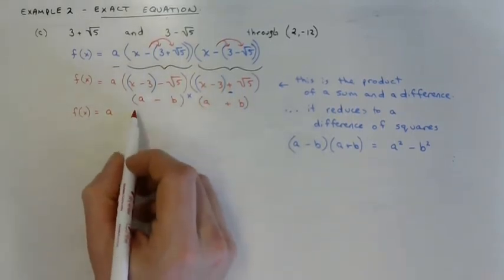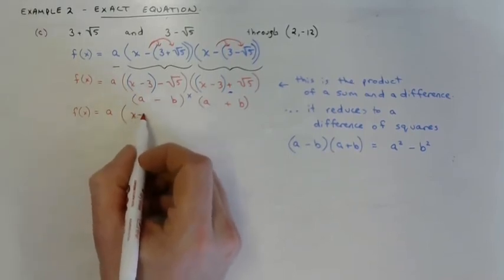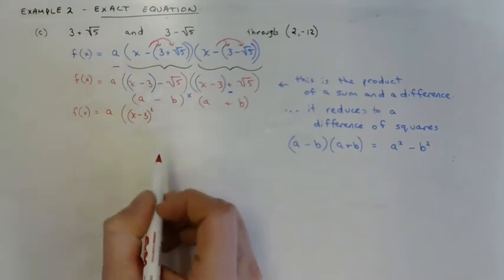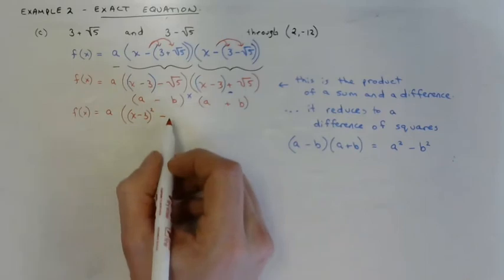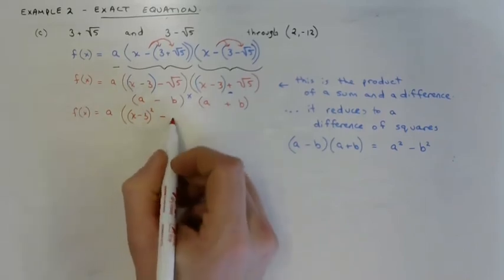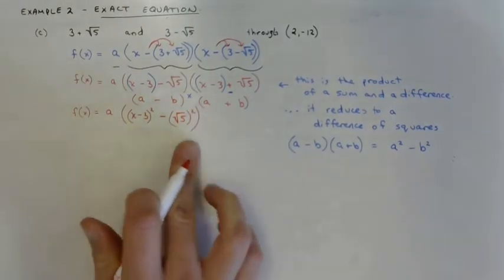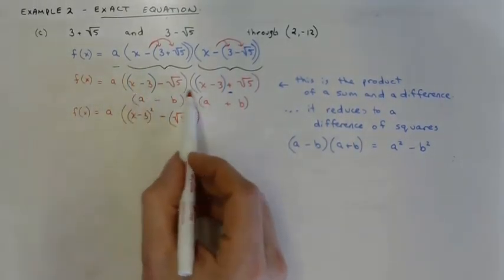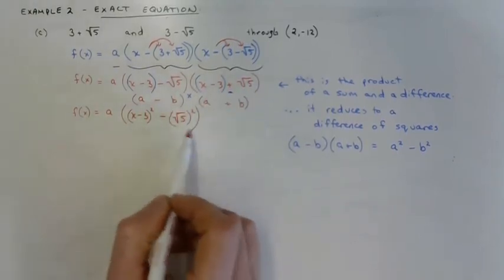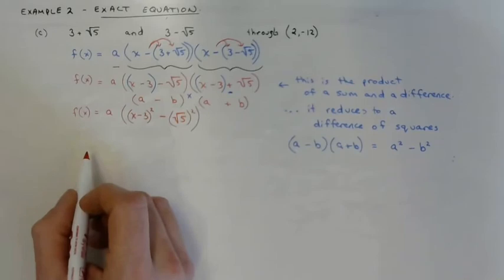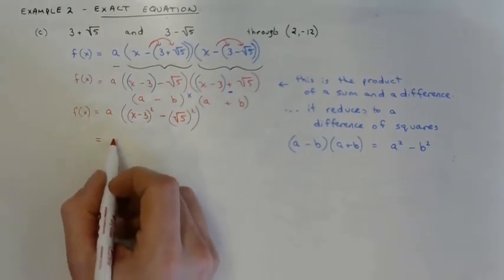So a is x minus 3. So what do I have? I have x minus 3 squared minus b, which is radical 5, so radical 5 squared. So we just took our product of a sum and difference and made it into a difference of squares. Why do we do that? Well, because now it can be reduced into something we actually understand.